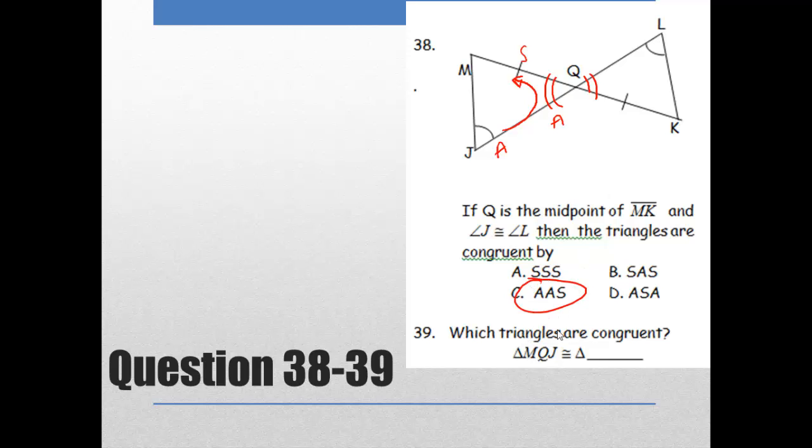And then which two triangles are congruent? Well, you could say MQJ would be congruent to what matches up with M? K does. So K, what matches up with Q? Well, Q matches up with Q. And what matches up with J? L does. So KQL.